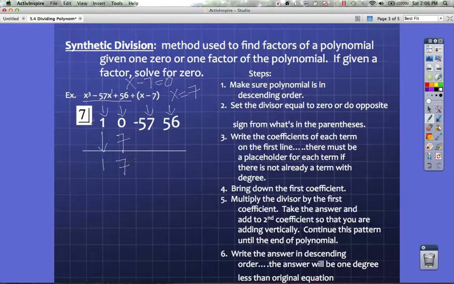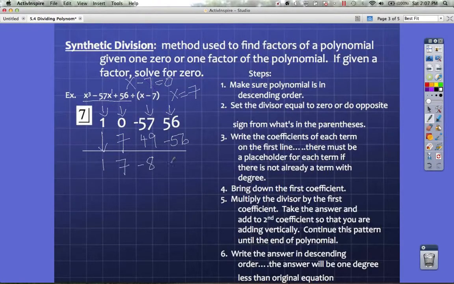Now, you're going to multiply the 7 to the new number down here. So it's 7 times 7, which is 49. That goes right here. And then you're going to subtract. You're going to have 57 and 49, you're going to end up with -8. Okay, and then you're going to multiply these 7 times the -8, which will give us -56.